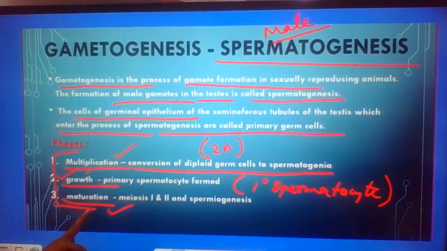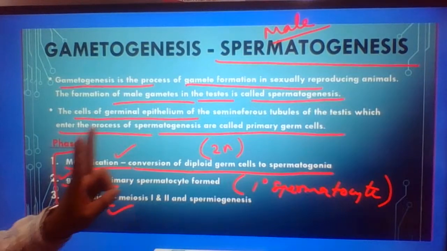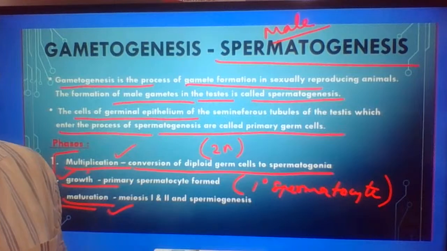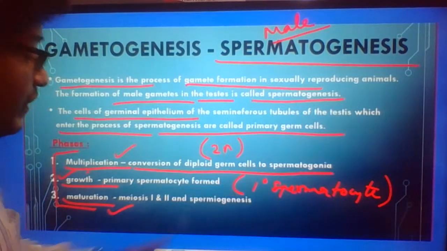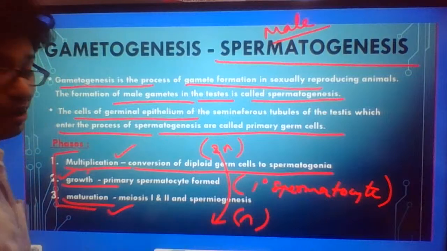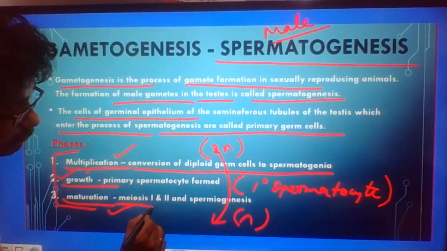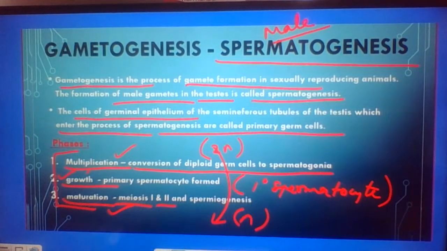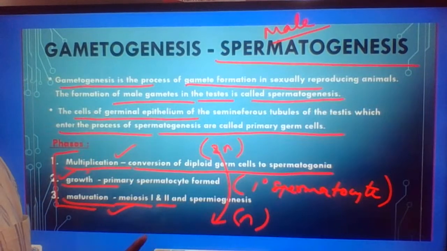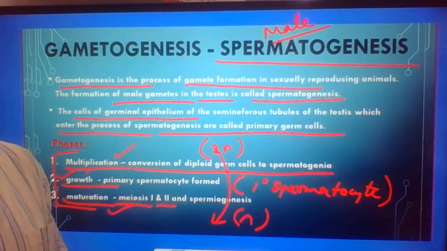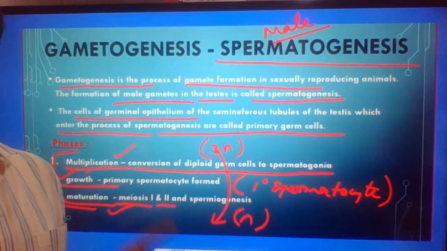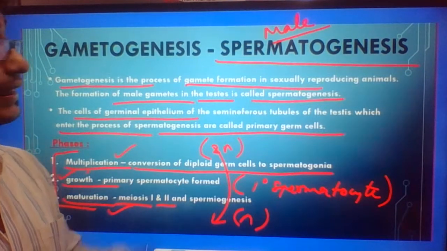Then what happens during maturation? Two meiotic divisions take place. Meiotic division is also called reduction division. So the ploidy 2n gets converted to haploid, by means of meiosis 1 and meiosis 2. These two meiotic divisions are common: spermatogenesis has two meiotic divisions and oogenesis has two meiotic divisions. Only when they take place is there a slight difference between spermatogenesis and oogenesis.